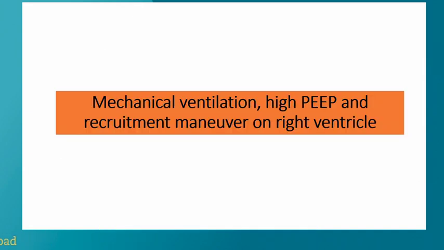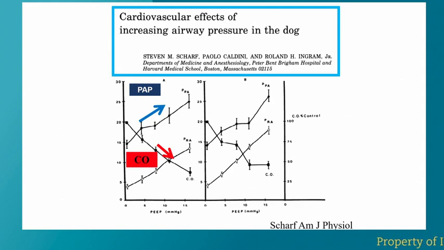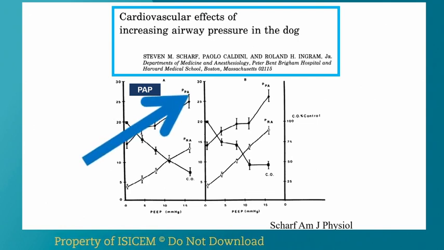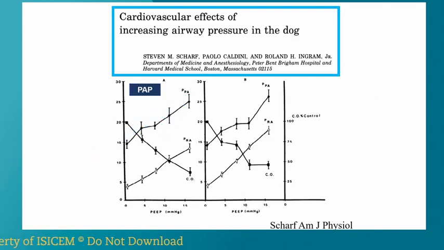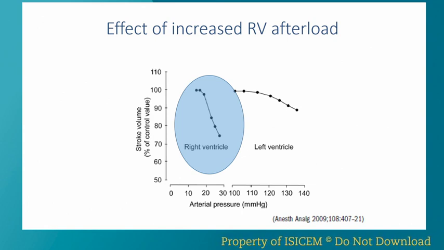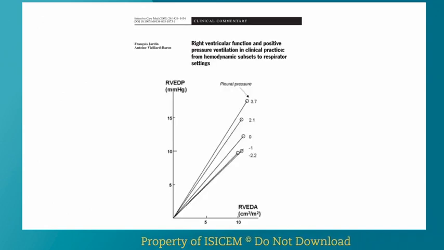I will show you that one of the main effects of mechanical ventilation, high PEEP and recruitment maneuver, is on the right ventricle. This old study demonstrates that the cardiac output decreased during a PEEP trial, and it is in part due to an increase of the pulmonary arterial systolic pressure, which is the afterload of the right ventricle. And then, because the right ventricle is very sensitive to the afterload, you can see here that if you increase the pressure of the pulmonary artery by only 20 millimeters of mercury, you will induce a profound drop of the stroke volume, in contrast with the left ventricle, which is much less sensitive to the afterload.